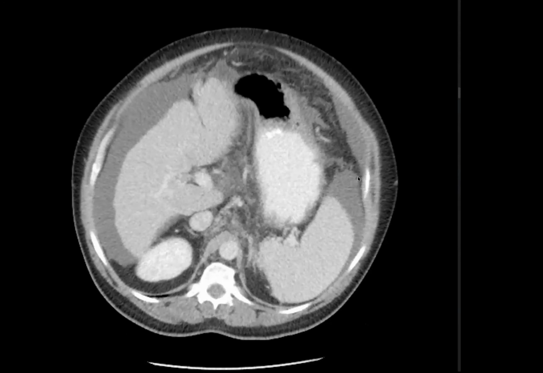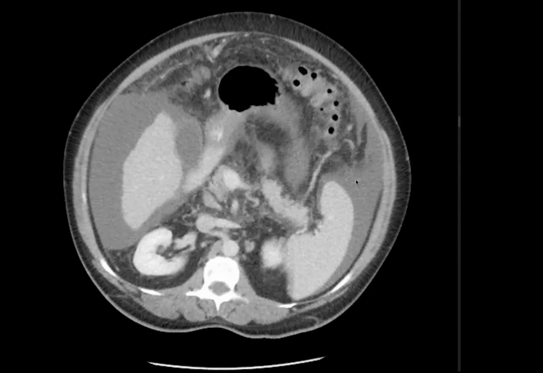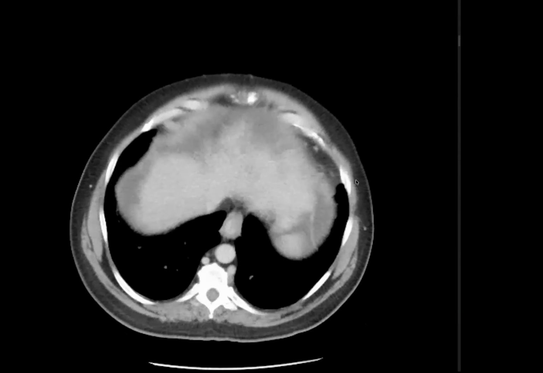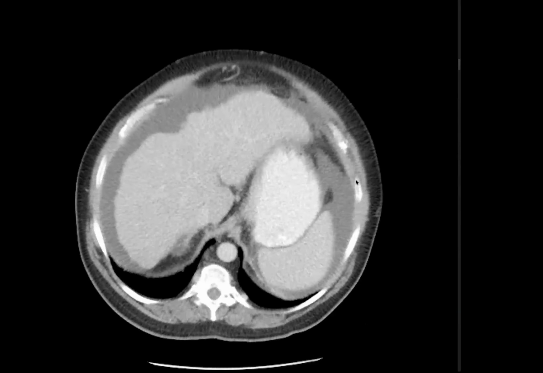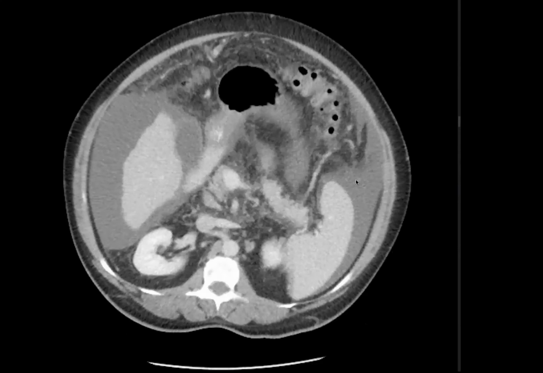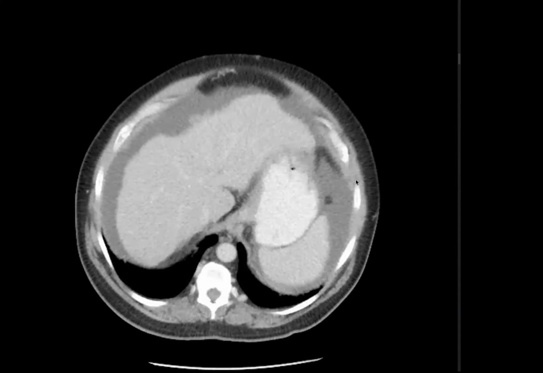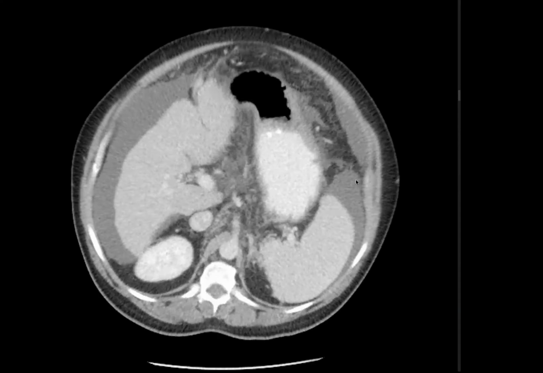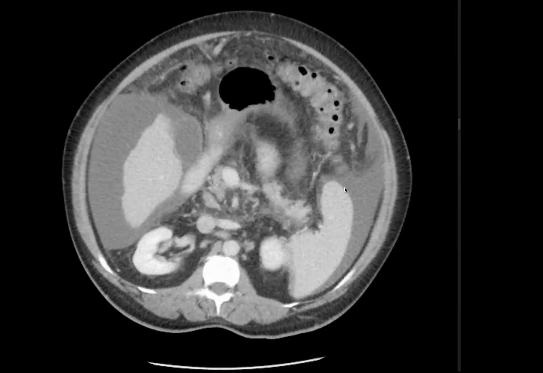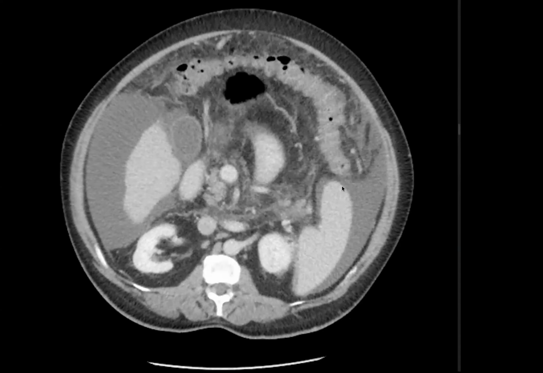Before you go on to the coronals, have you found a reason for any of these findings? What do you need from the coronals? So first of all, I think there is liver parenchymal disease because the liver surface is irregular, and there is ascites, but the spleen appears unremarkable, and there is mesenteric panniculitis.